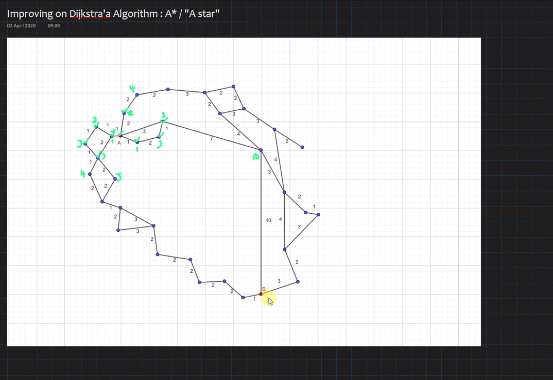And this is what A-star tries to improve. It takes some sort of measure to say what's the shortest distance from a point to here. So you'd probably use Pythagoras if you've got a grid system like this, and we'll talk about that in another video. I just want to finish off this Dijkstra running through and showing what positions things get to.